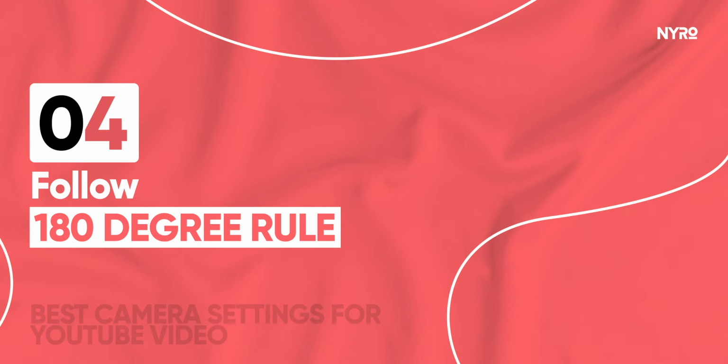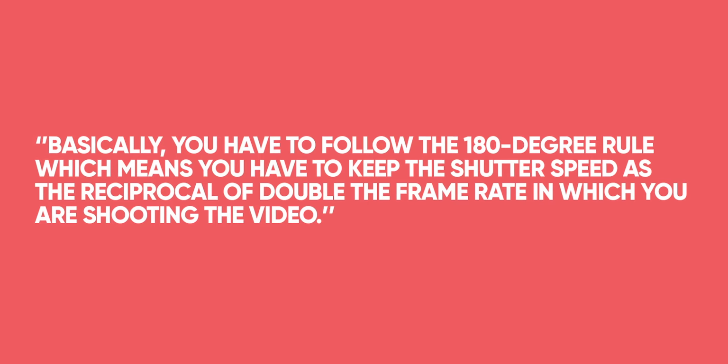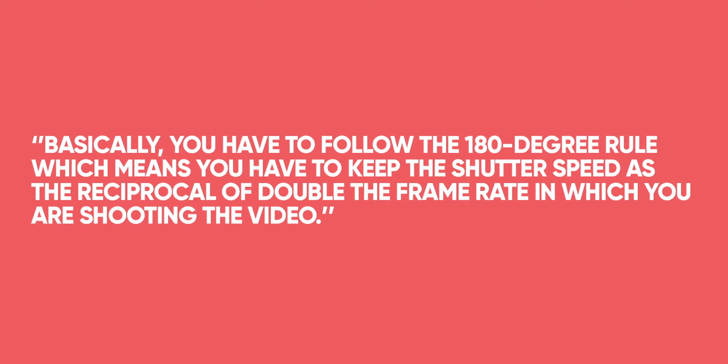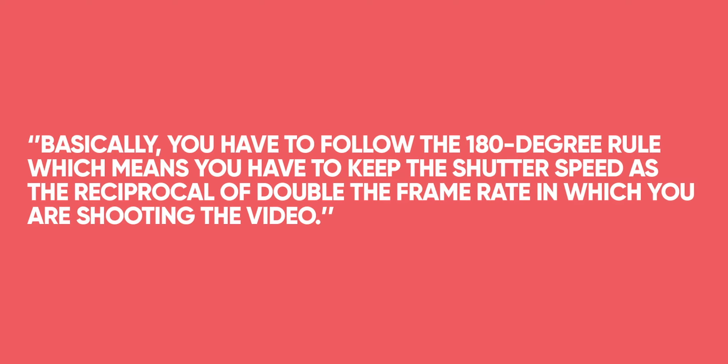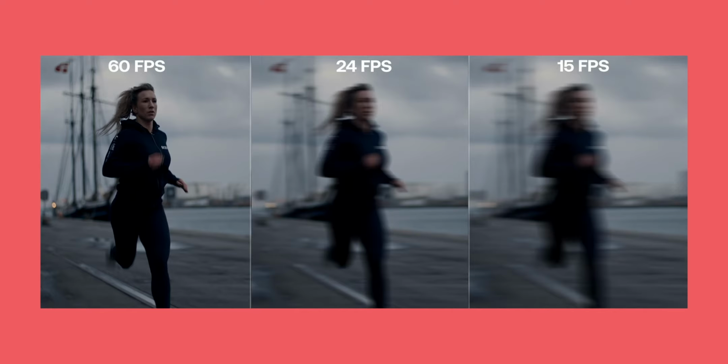Basically, you have to follow the 180-degree rule, which is actually keeping the shutter speed as the reciprocal of double the frame rate that you are going to use for shooting the video. This means that, as I have told you in the previous point, you should shoot your YouTube videos in 24 FPS. That also means that you should keep your shutter speed at 1/48th of a second, ideally, to get the most natural amount of motion blur possible, because that is what we are used to seeing with naked eyes.